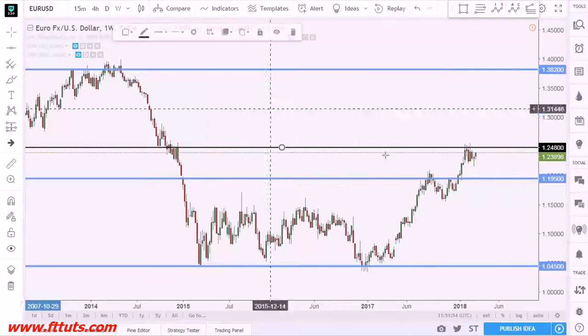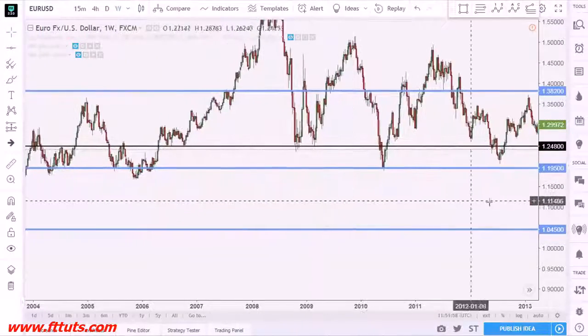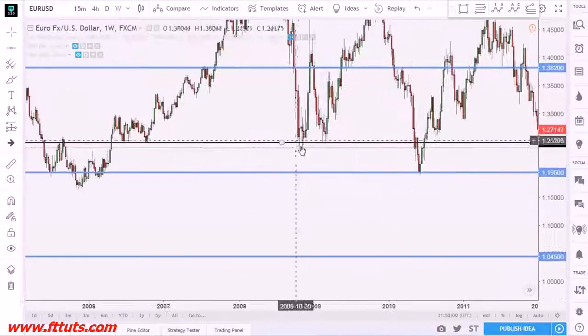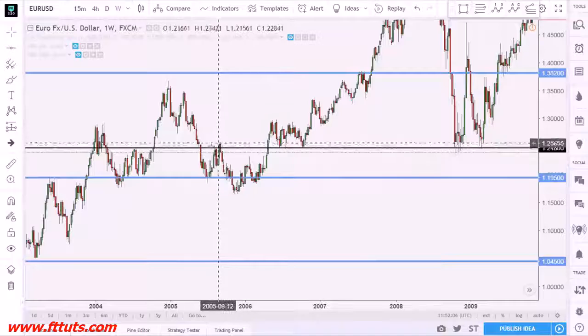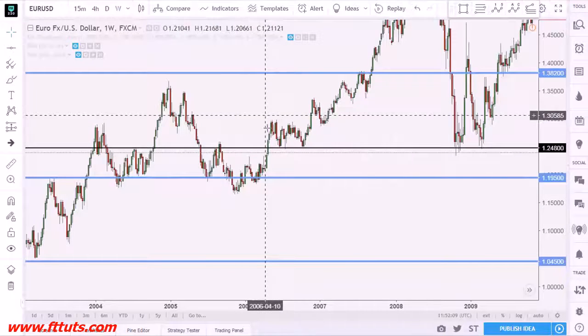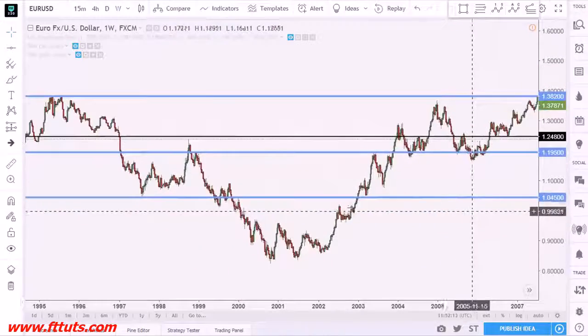1.24800. So we can go back on the charts and see if we have it. So we have it here. Price did respect it before. Here it was a resistance. Price broke it, turns into support. So we kind of know this level is accurate.